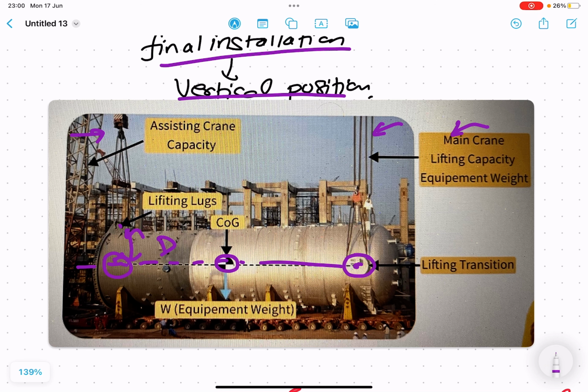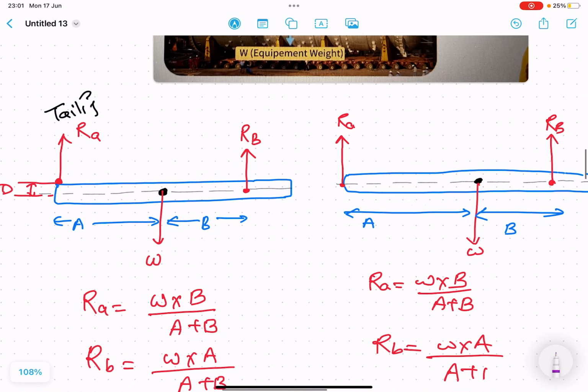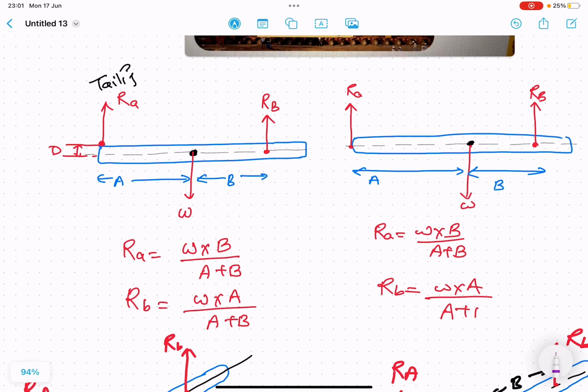Why is such an arrangement being done? We will analyze this and observe what considerations we have to take during the lifting operation. It is a very important observation, and only if you know physics will you be able to understand it. Now, this is the case. We will convert this into a simple case.